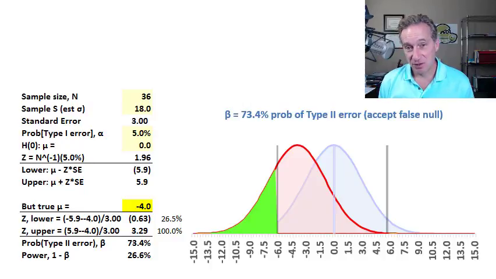When we reject the null, but it's a mistake, that's a type 1 error. When we accept the null, but it's a mistake, that's a type 2 error. I'd like to show you the type 1 versus type 2 error and also the power of the test.